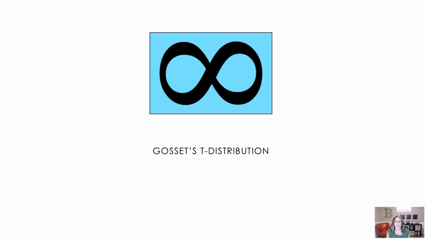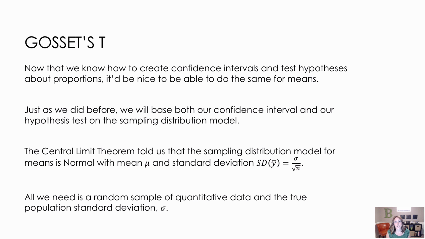Last week, we talked about the normal model and how to do confidence intervals and hypothesis testing using proportions. So this week, we're going to talk about Gosset's t-distribution. Gosset's t-distribution is how we're going to do hypothesis testing and create confidence intervals using means rather than proportions as we did last week.